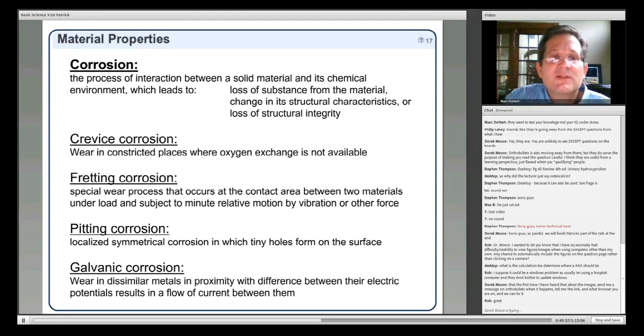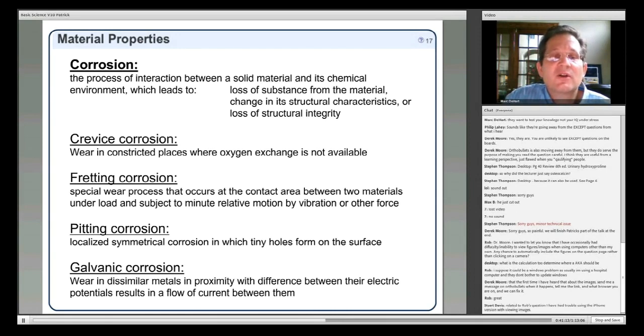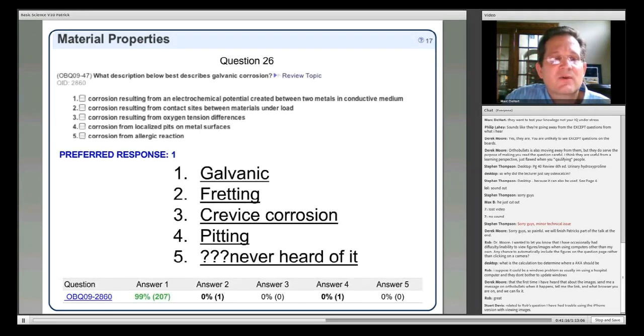Crevice corrosion is where there's wear in a constricted place where the oxygen exchange just isn't available. Fretting corrosion is a special wear process that occurs at the contact area between two materials under load that are subject to relative motion by vibration or other force. So fretting, think of load and force. Pitting corrosion is just that, localized corrosion where tiny holes form on the surface. And then galvanic corrosion is wear when there are two different kinds of metals close together with a difference in their electric potential, and that causes a current to flow through them and advances the corrosion.